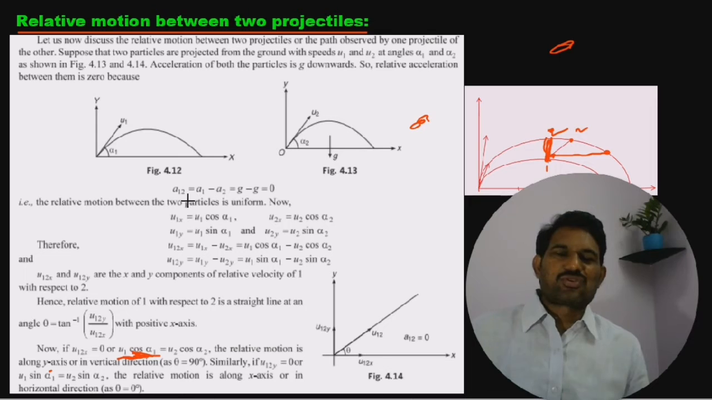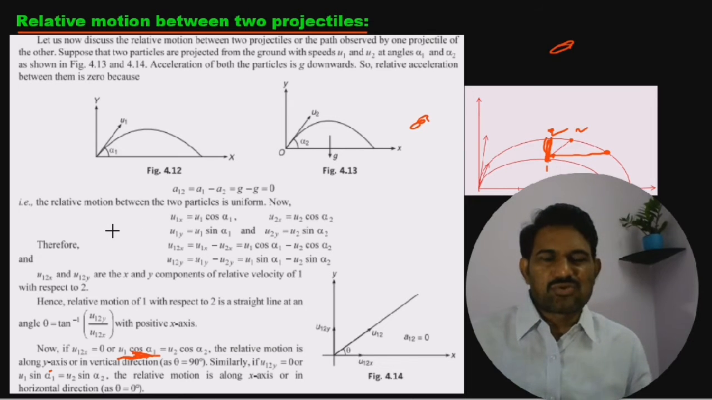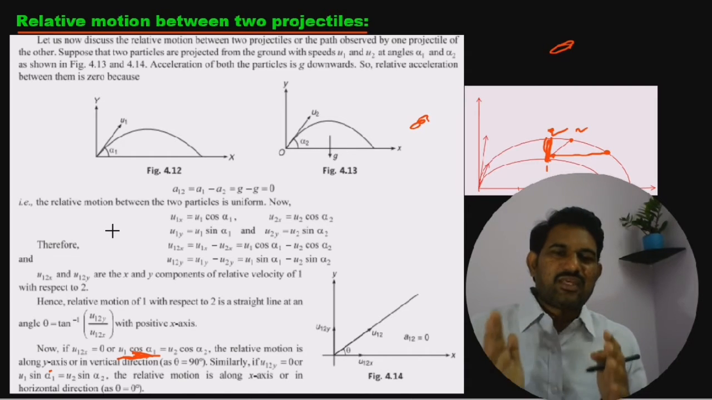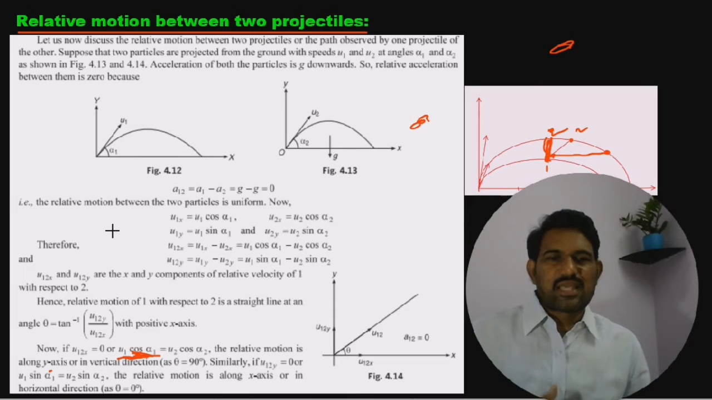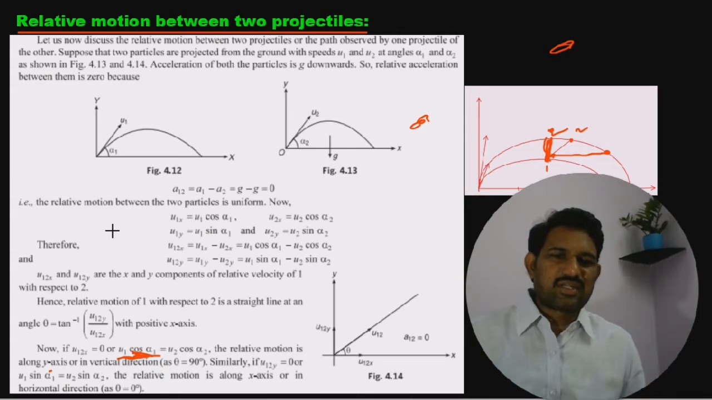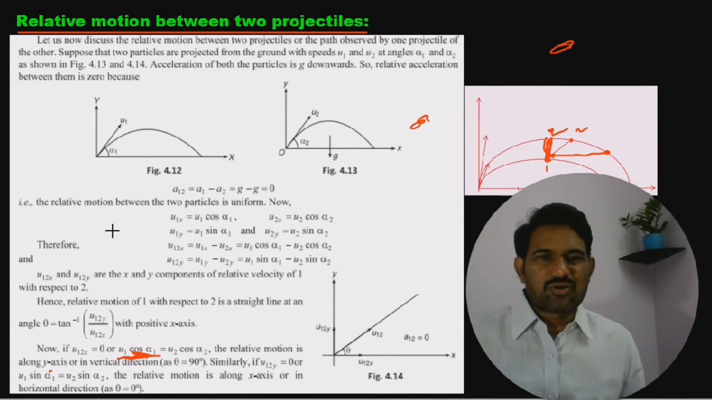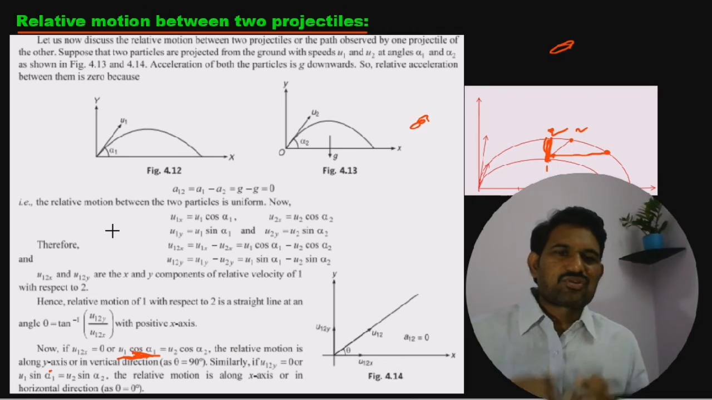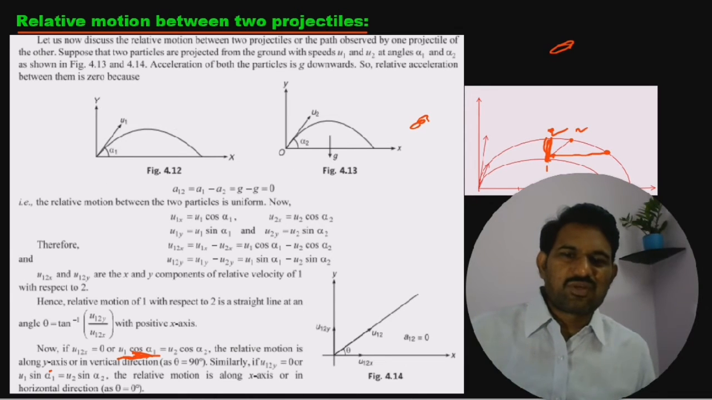From this, our conclusion is that if you are observing the path of a projectile from another projectile, it appears to be moving along a straight line. If their initial horizontal components are the same, it appears to be a vertical line. If the vertical components are the same, it appears to be a horizontal line. If both the horizontal and vertical components are different, then it appears to be just a straight line having some slope, right? So that is about the relative motion between these two projectiles.